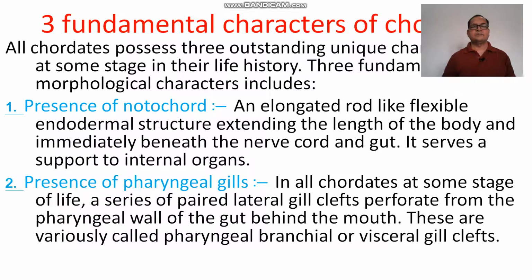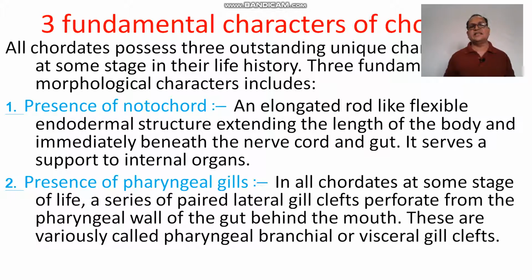are all chordates. Three fundamental characters of chordates are the presence of notochord, the presence of pharyngeal gill slits, and the presence of a dorsal tubular nervous system. These points were given by Balfour in 1880. All chordates possess 3 outstanding unique characters at some stage of their life history. First one is the presence of notochord, an elongated rod-like flexible endodermal structure extending from the anterior end to the posterior end, and it serves for support to internal organs.